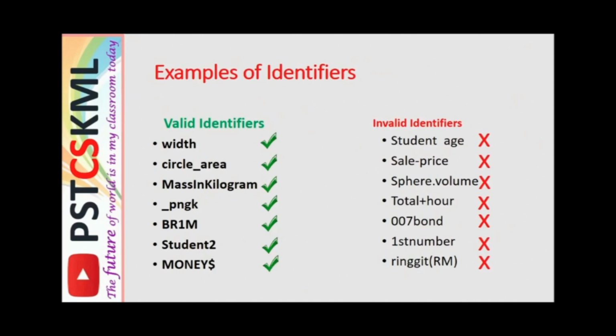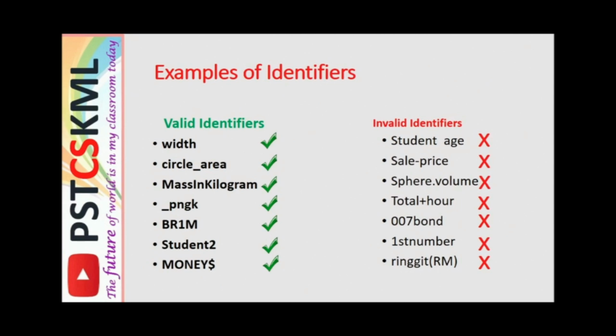Okay, now, how do we know a variable is a valid identifier? The valid identifiers, as we can see here: width, circle_area, money$, and many more.